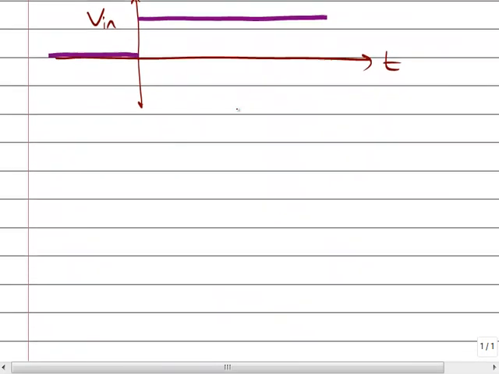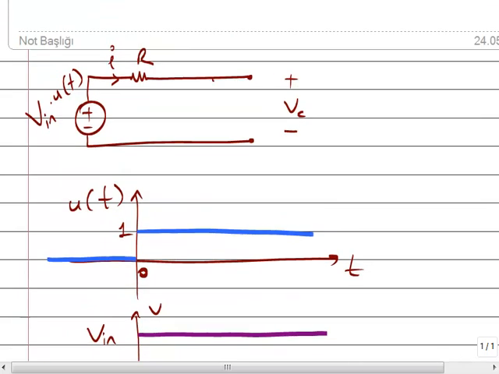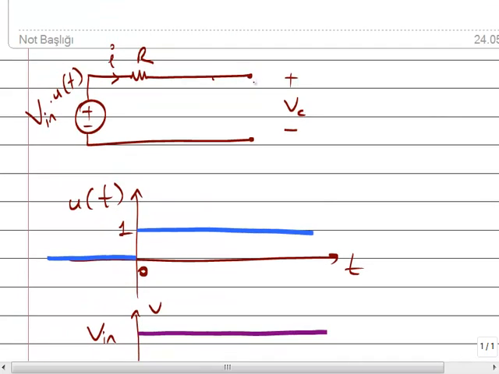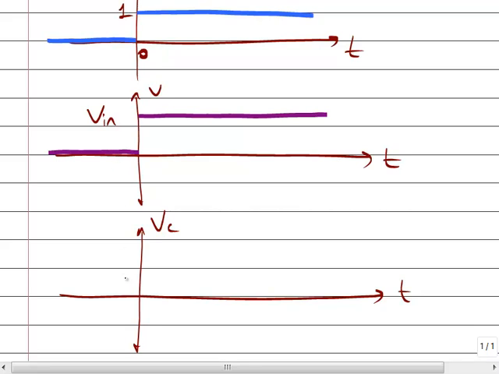Consider these circuits. Question: what's the shape of the VC? Okay, this is time. Can you help me? What's the shape of VC? What's the voltage of VC, from minus infinity to plus infinity? Before t is 0, V in is 0. So what's VC? It's very obvious. Okay, obviously it's 0.